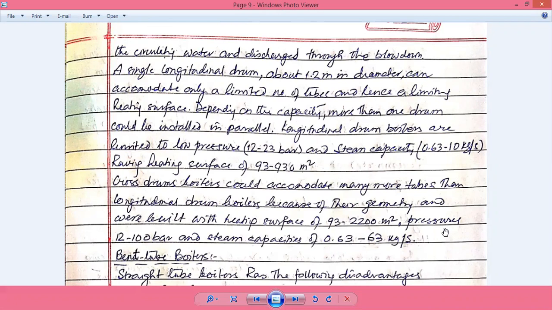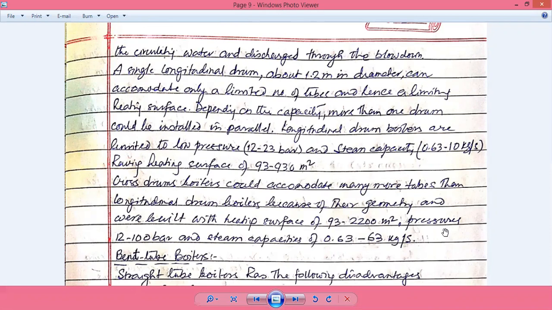Pressure is around 100 bar and steam capacity is around 0.63 kg. So if we place the longitudinal drum along the tube, there will be very little space left for accommodating both of them. So the drum is supposed to be of lesser diameter, and their low pressure absorbing capacity is low, and steam supplying capacity is also low, only 10 kg maximum, and heating surface is overall around maximum 930 square meters.